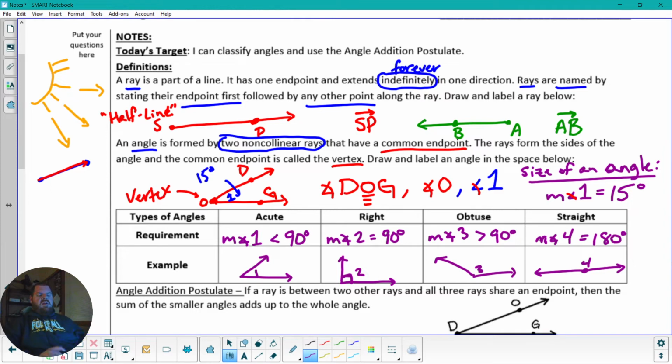But that one's a little bit trickier. Well, no, I mean, it's pretty straightforward, but pretty straight, period.